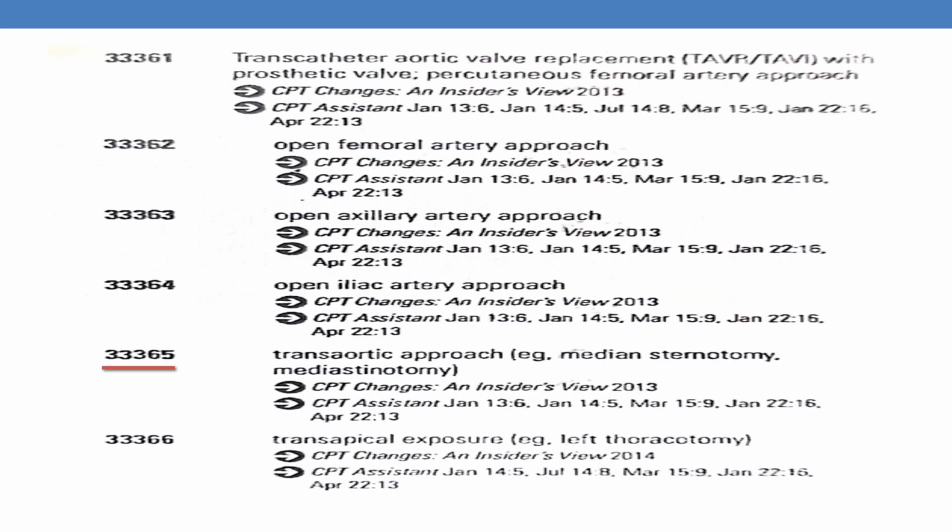If you go through the CPT range, the first CPT is 33361, transcatheter aortic valve replacement with prosthetic valve, percutaneous femoral artery approach. Here, the approach in our question is transaortic approach. Transcatheter aortic valve replacement with prosthetic valve, transaortic approach. Under transaortic approach, the CPT is 33365. So for TAVR, we need to report 33365. This is the first CPT.